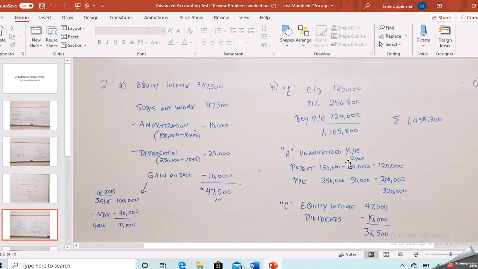So the acquisition happened in 2013. We are now in 2015, so we've got 2 years of amortization and depreciation to factor in. The patent started at $150,000. We're depreciating it at $15,000 a year, so that would be $30,000 for 2 years. That leaves us $120,000. The property, plant, and equipment adjustment was at $250,000. We were depreciating that at $25,000 a year, so that's where the $50,000 comes in for 2 years. And that leaves us $200,000, and then that's $320,000.